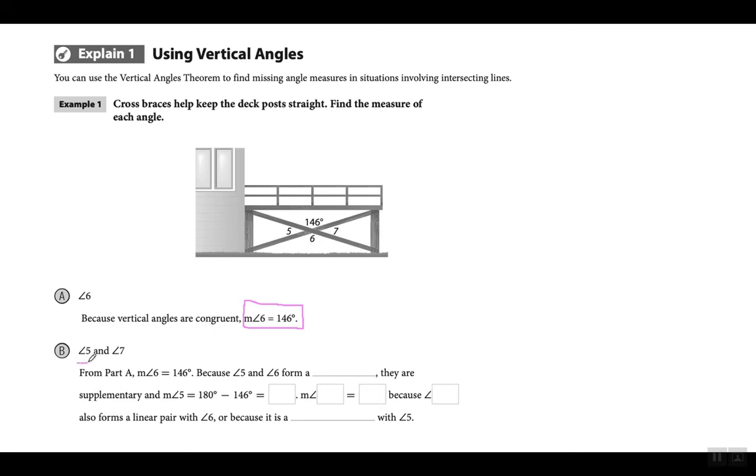Letter B. We've got to find the measure of angles 5 and 7. Super easy.